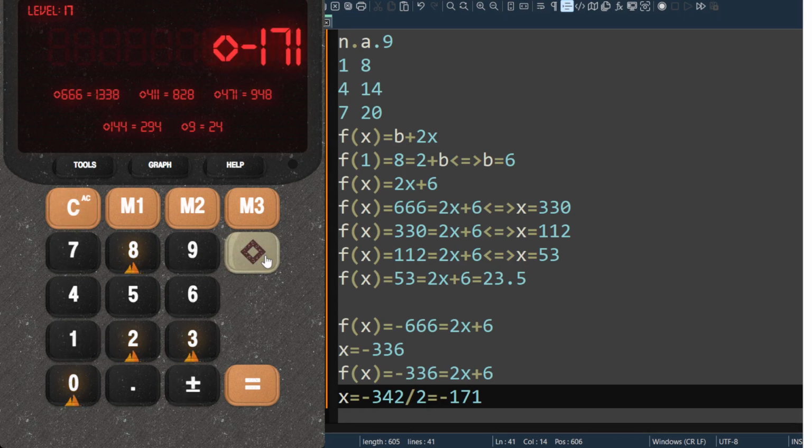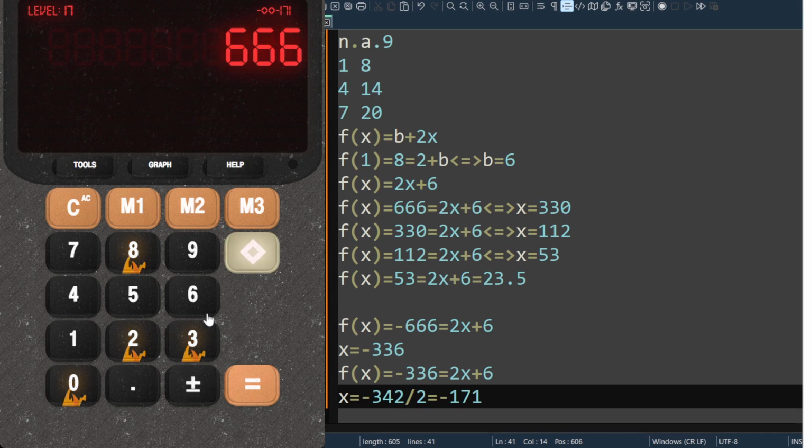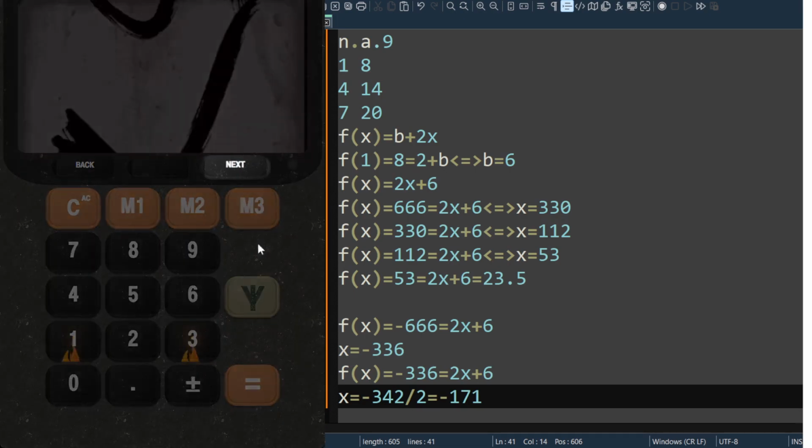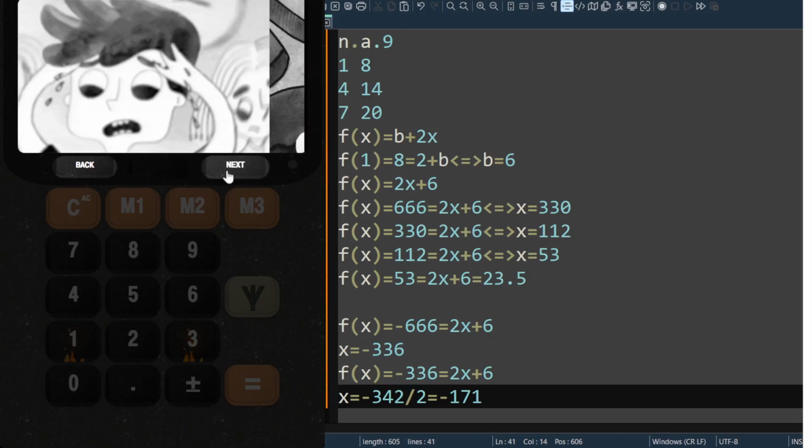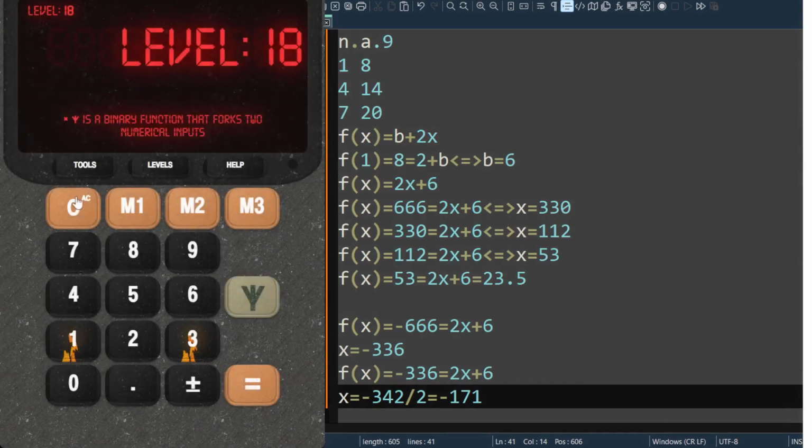171 minus minus. Okay. Another story thing. I really don't care about the story. I really just care about the game. So let's try. We have a new symbol. Alright, we need to use this one. I think I saw this one. I did spoil myself a lot, but don't worry, I didn't remember the solutions.